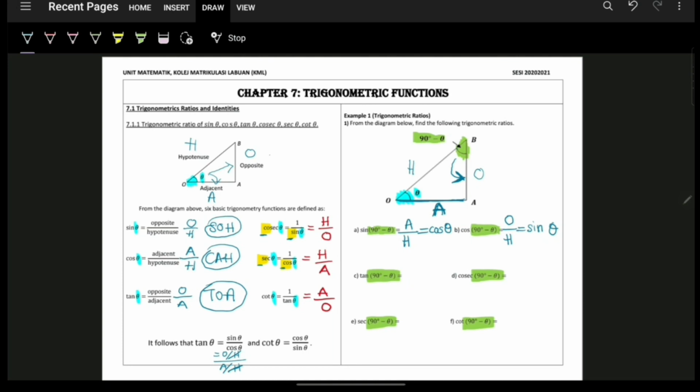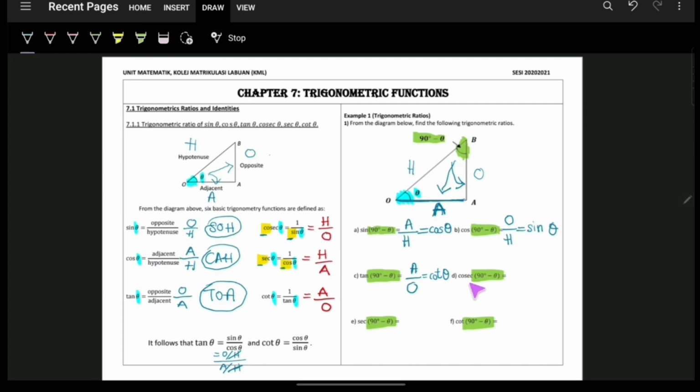And for the tangent, we know the formula is opposite over adjacent. So we look at the opposite over adjacent, and the opposite of this angle is A. Okay, and the adjacent side of this angle is O. And A over O is just equal to cotangent theta. And this is just equal to cotangent theta.